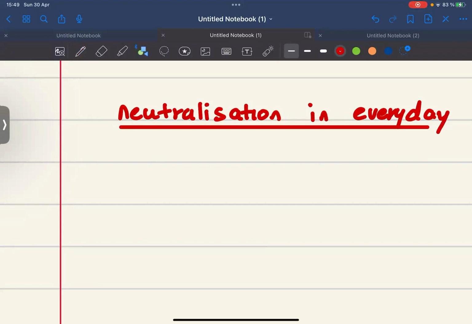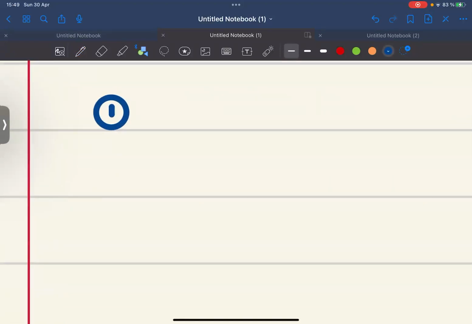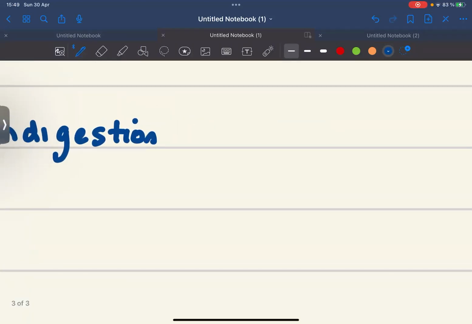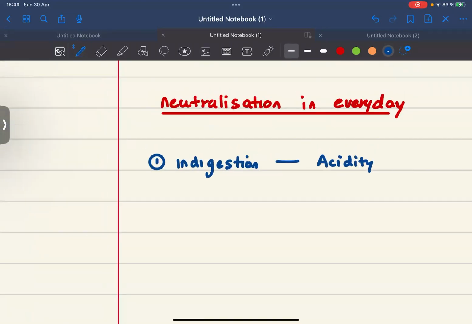All right. So first thing that we're going to see is indigestion, or what we call acidity. What is acidity? Definitely heard this term somewhere. What is it?